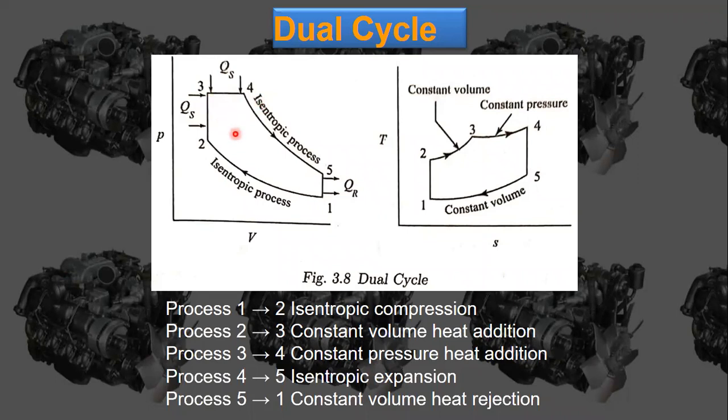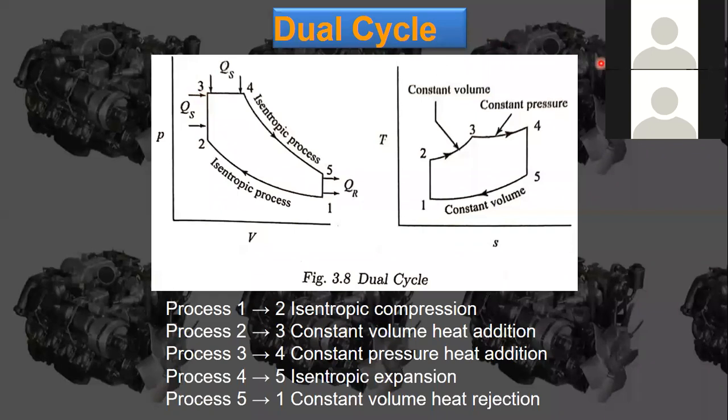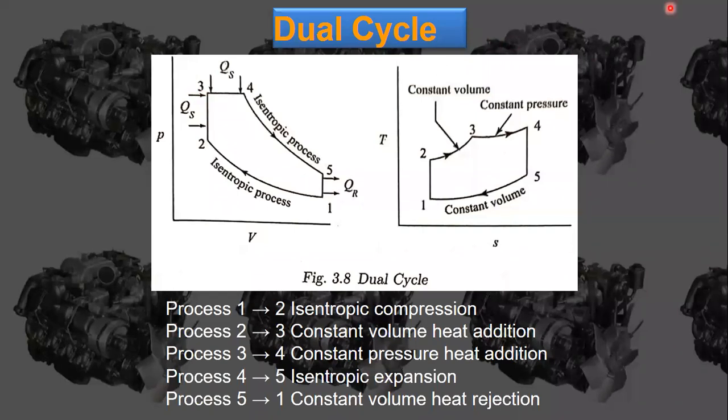Why are we doing this? The combustion is going to happen in different processes to improve the efficiency and power development. To improve the power development and efficiency, we are going to supply heat in different processes. That means we are going to utilize the advantages of both cycles, the Otto cycle and the Diesel cycle. That's why we are going to have more efficiency and power output.